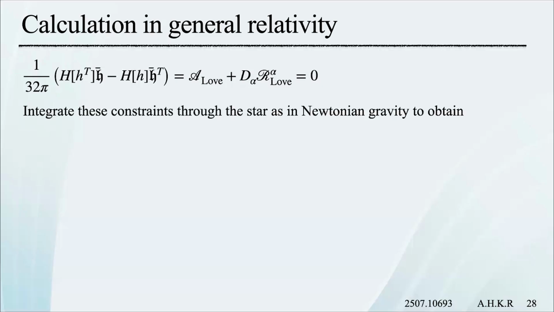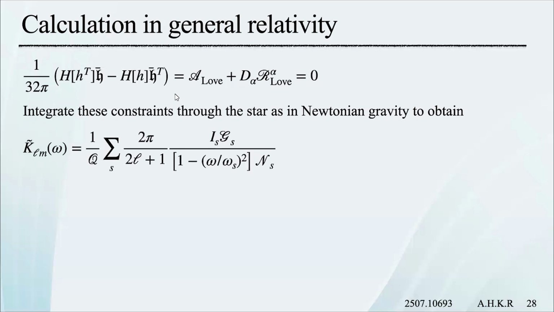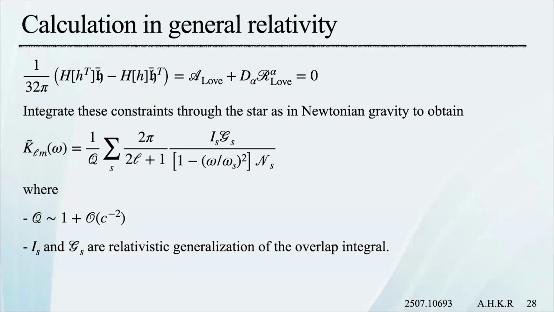And then you integrate these constraints throughout the star as in Newtonian gravity. And then what you get in the end is the same sort of expression. So you have the tidal response function as a mode sum. And IS and GS here are relativistic generalizations of the overlap integrals in Newtonian gravity. You also get a correction factor Q, which is time dependent or frequency dependent because the tidal field is frequency dependent in GR. And in the Newtonian limit, of course, Q is 1 plus some post-Newtonian contribution.